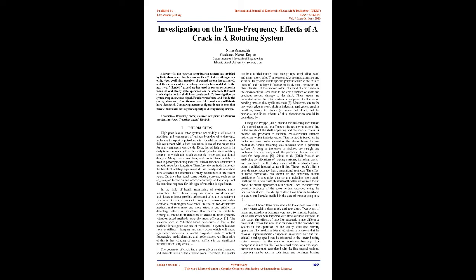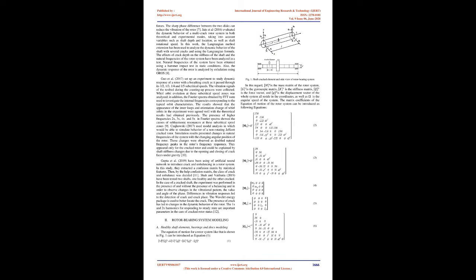A transverse crack appears perpendicular to the axis of the shaft and has a large influence on the dynamic behavior and characteristics of the cracked rotor. This kind of crack reduces the cross-sectional area near the crack surface of the shaft and produces serious damage to the shaft. These cracks are generated when the rotor system is subjected to fluctuating bending stresses, i.e. cyclic stresses. 3. Moreover, due to the tiny crack edge in a heavy shaft in industrial applications, the crack is breathing during its rotation, i.e. opens and closes, and the probable nonlinear effects of this phenomenon should be considered.